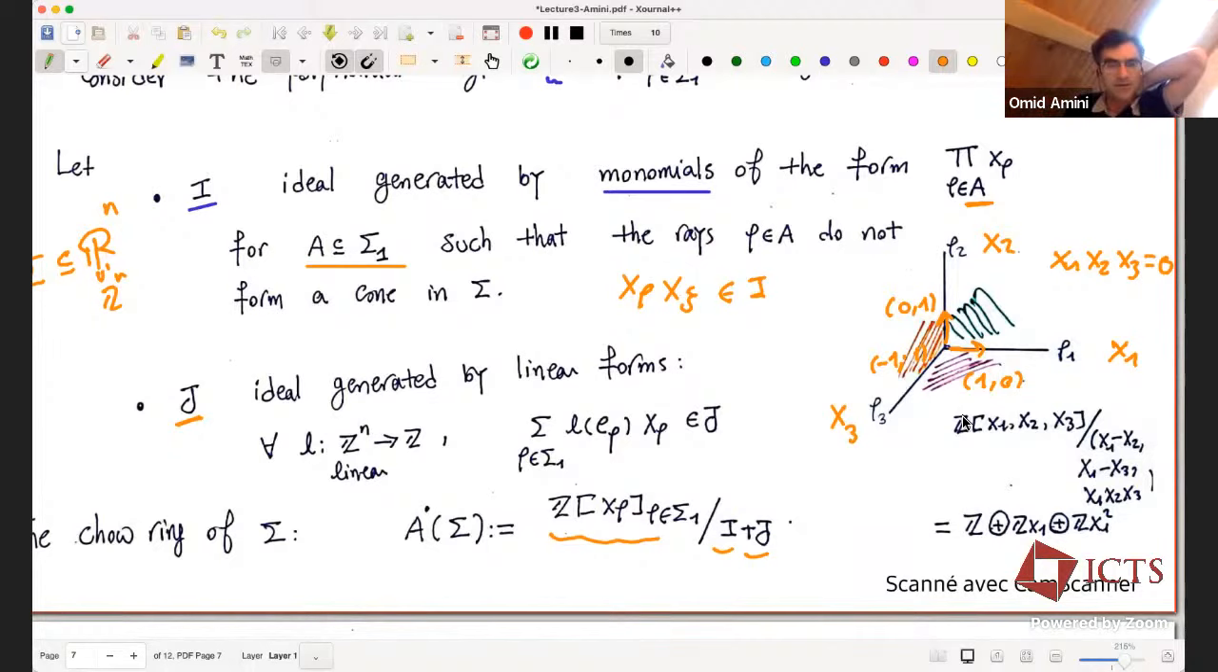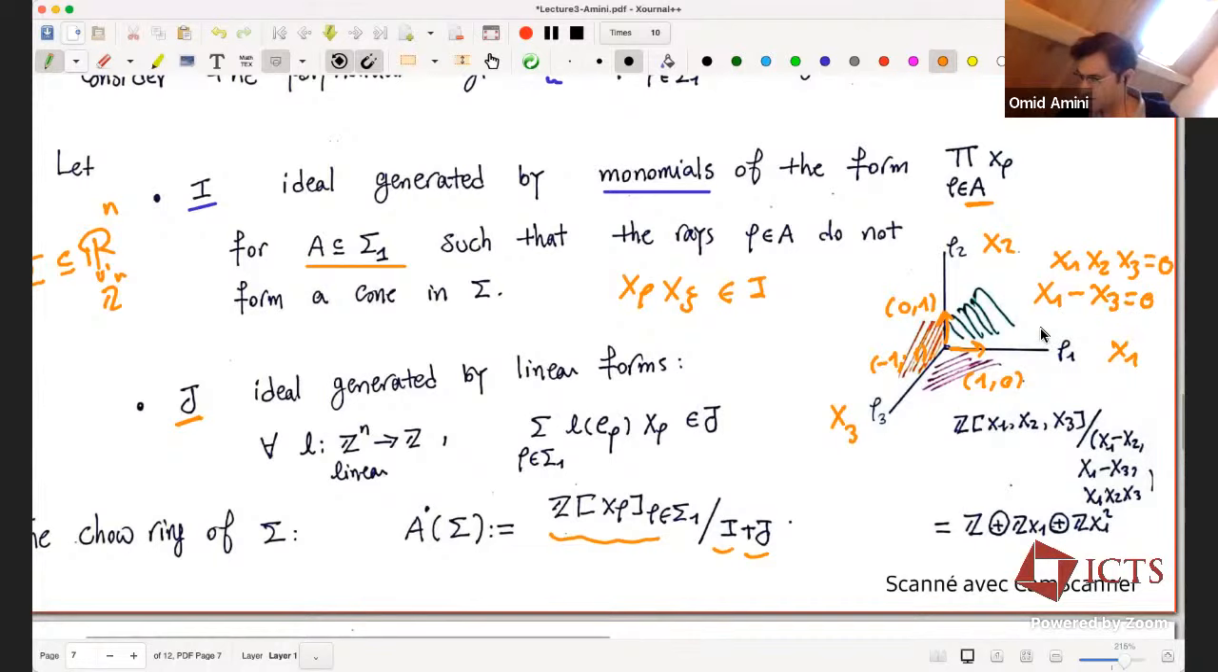So you have to evaluate this linear form on the vector (1, 0), you get 1. So this will be the coefficient of x1, so it will be 1 times x1. The projection to the first coordinate is 0 on (0, 1). So 0 times x2 is 0. And then on the last variable, the projection on the first coordinate is minus 1, it gives you a minus x3. So we have the equation x1 minus x3 equals zero.